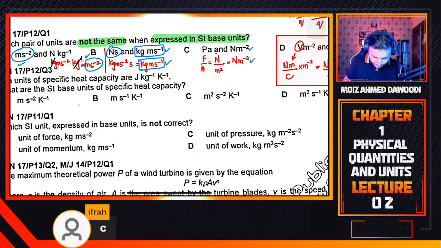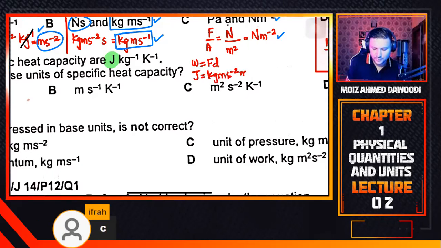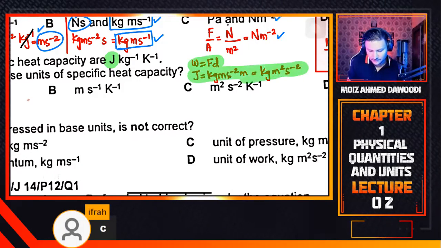Joule. पहले मैं जूल को डील करता हूँ. So if you look at Joule, Joule is basically work. So work is F into D. Joule is kg m s minus 2 into m. So kg m square s minus 2. This is the working we had for Joule. ठीक है.